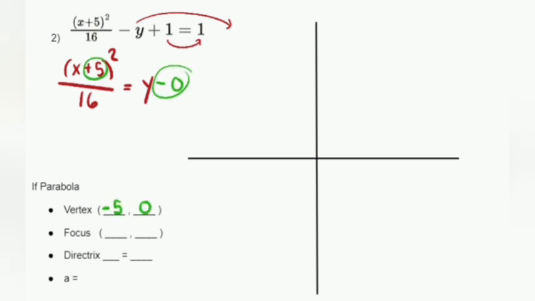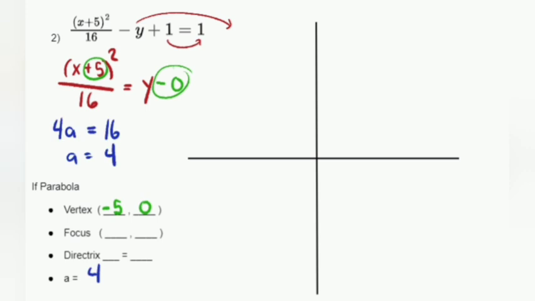To find the vertex, or what we call in all the others, the center, we're going to be looking at what's next to the x and what's next to the y. +5 is next to the x, so it becomes -5, and nothing is next to the y, so it becomes 0.